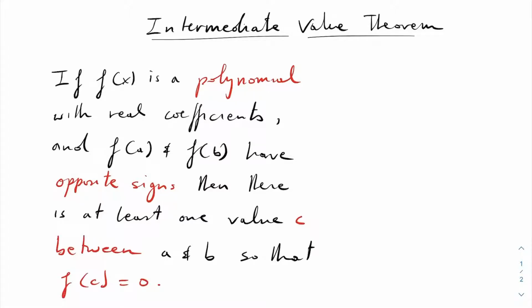Basically saying that if you get two values of x and you happen to find their y value by plugging them into the function, if their y values happen to have different sign, one is positive and the other one is negative, then between a and b, the function has to go through the x-axis. So there has to be a number c so that f of c is equal to 0.